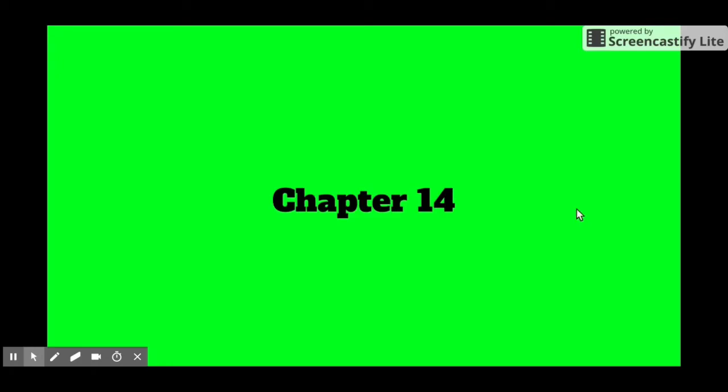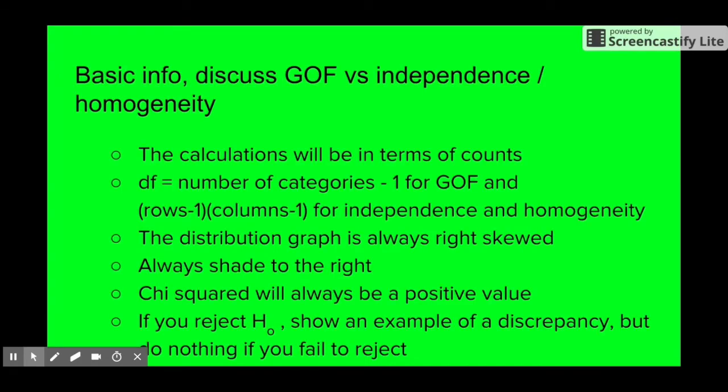This is chapter 14. Here is some basic information. The calculations will always be in terms of count. The degrees of freedom is the number of categories minus 1 for goodness of fit, and rows minus 1 multiplied by columns minus 1 for independence and homogeneity.